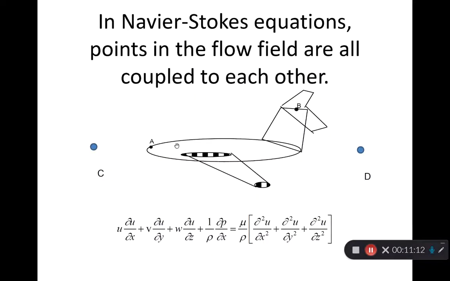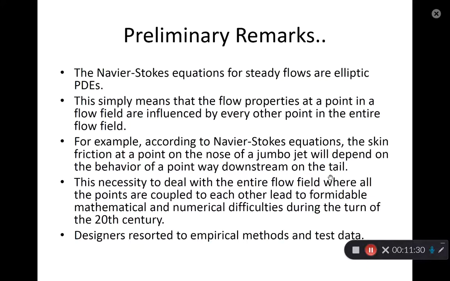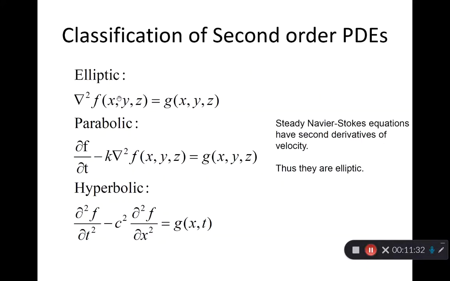So here, that's what happens. What's happening in point A will influence point B and point D. In return, what you're specifying in point D will influence point B, which may influence point A. So it's coupled elliptically, everything is coupled to each other. So these partial differential equations are called elliptic equations.